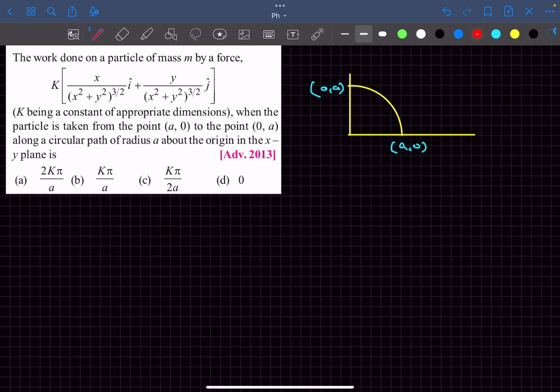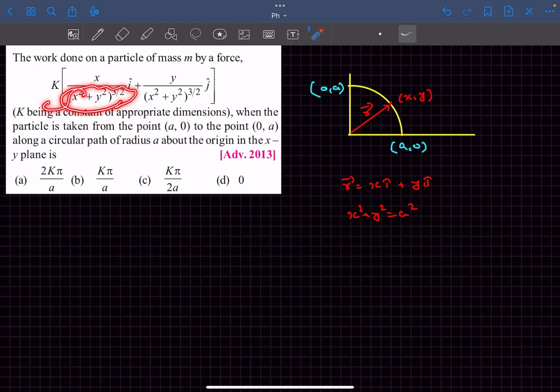Let's say we take a general point on this path whose coordinates are (x, y), and let's say the position vector is represented by r vector. So we can clearly say r vector equals x i cap plus y j cap. Also, as all such (x, y) lie on a circle, we can say x square plus y square equals a square. Now in the force expression, there is an x square plus y square, so we can substitute that as it is a constant and take it out. So the force expression becomes k divided by a cube times (x i cap plus y j cap).